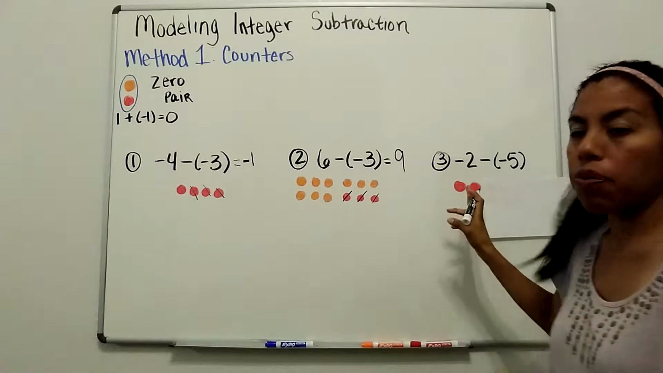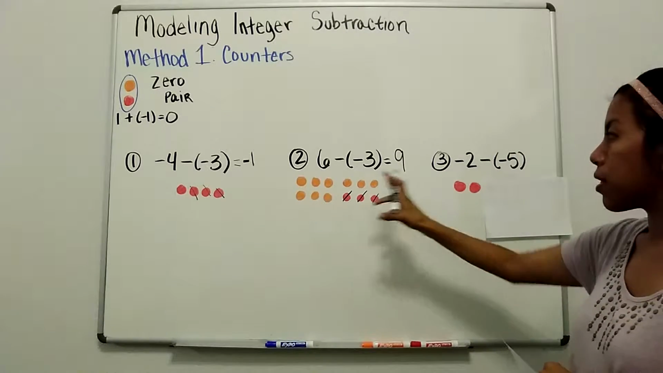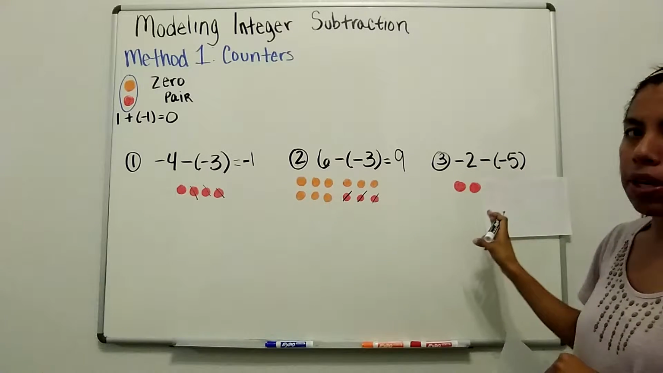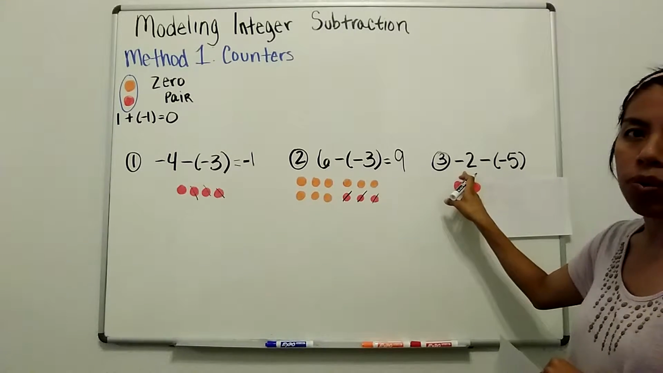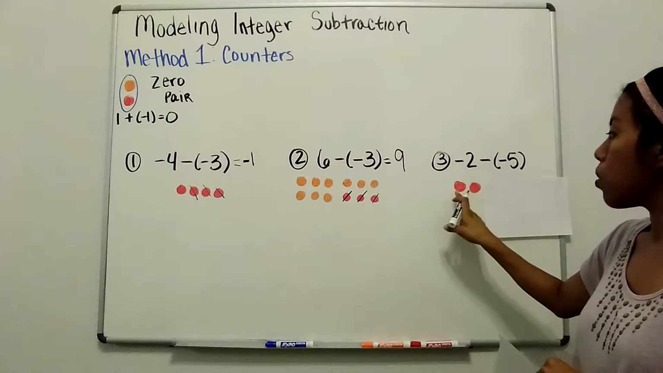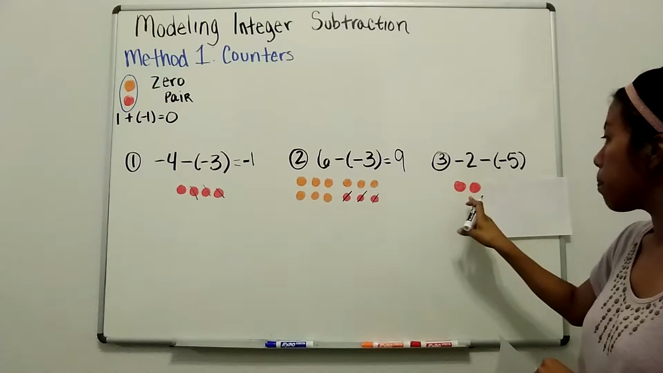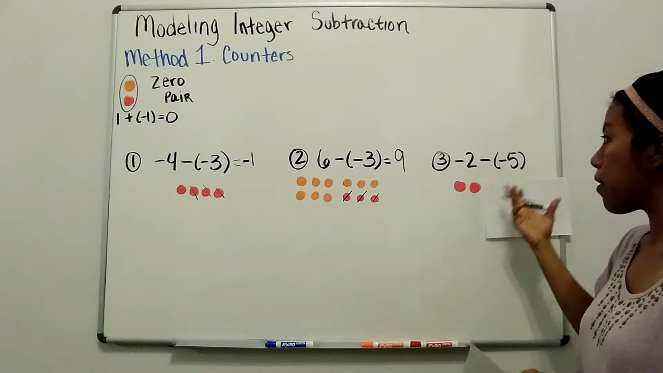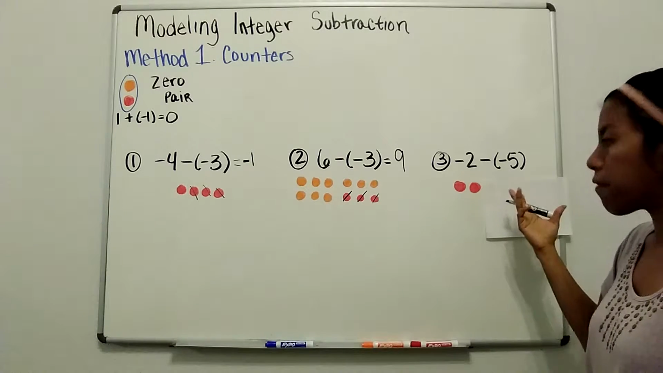Now the next one, number 3, is pretty much like number 2. I have negative 2 minus negative 5. But in this case, I'm starting with a negative 2, so I'm starting with a negative integer. So I'm going to write down 2 red counters, 1, 2, to represent the negative 2. Now, I need to subtract negative 5. I don't have negative 5 counters.